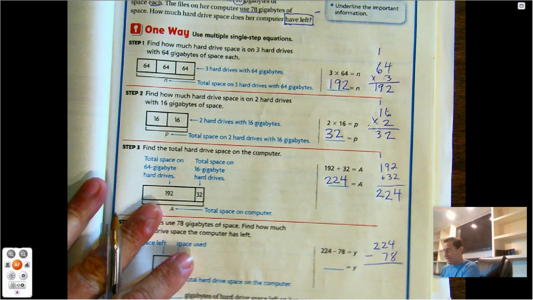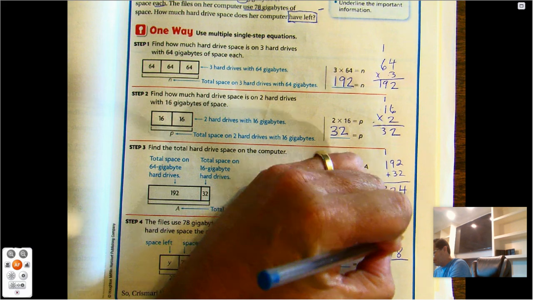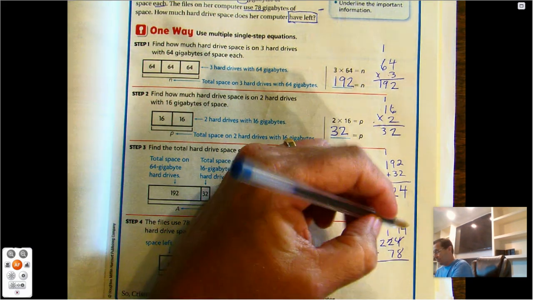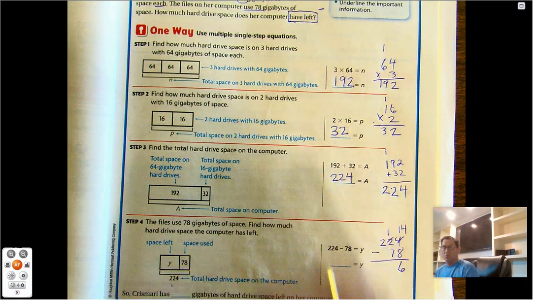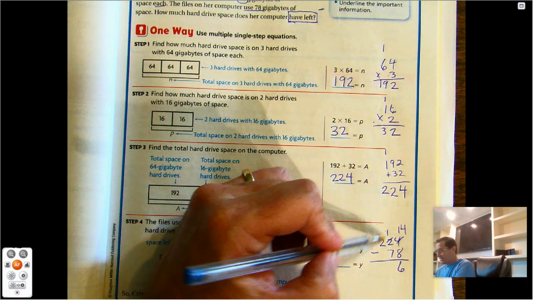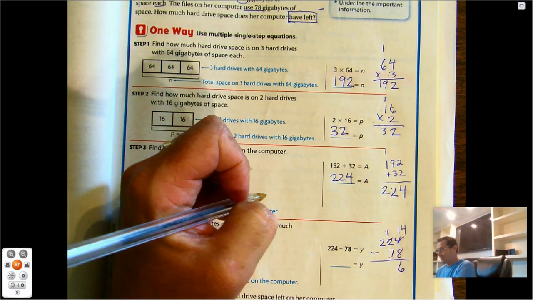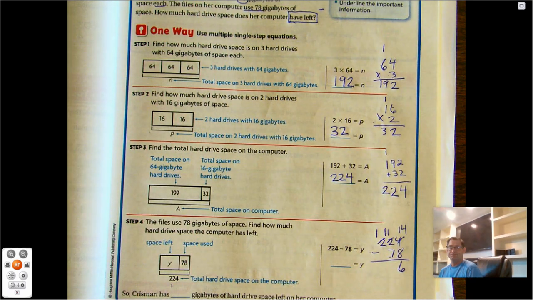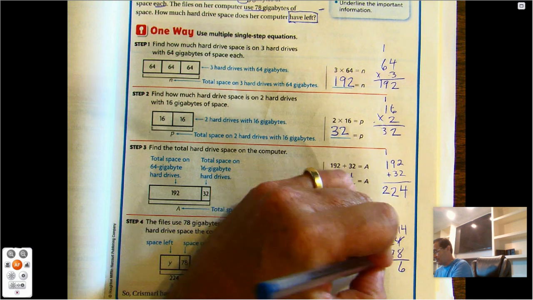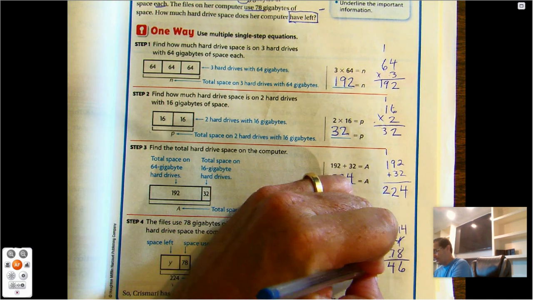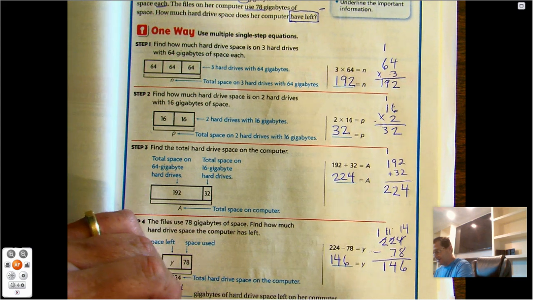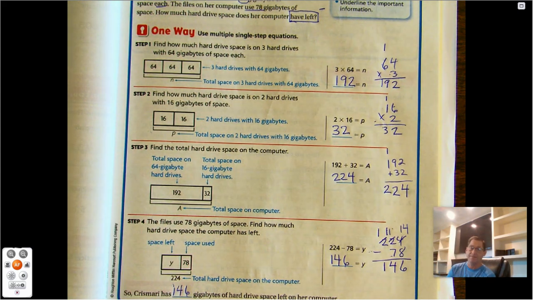And we know we can't take 8 from 4, so we'll regroup. And now we'll take 14 take away 8 ones is 6 ones. And 1 take away 7, we know we can't do that. So we'll regroup like this. And now 11 tens take away 7 tens is 4, leaving us with 1. So there's 146 gigabytes of hard drive space left on the computer.